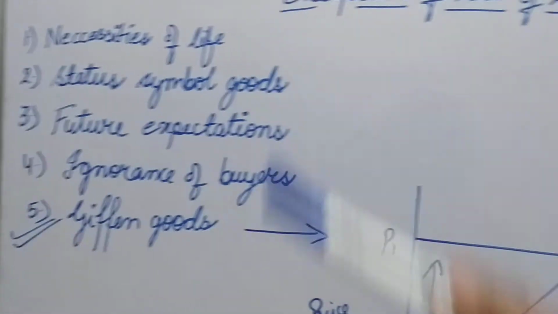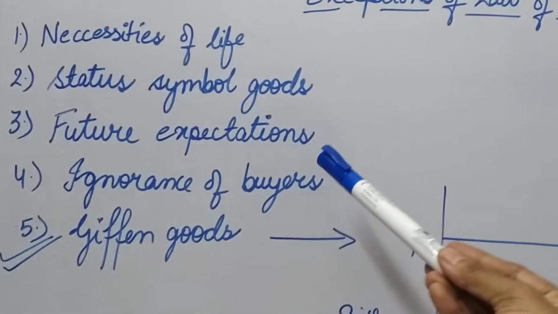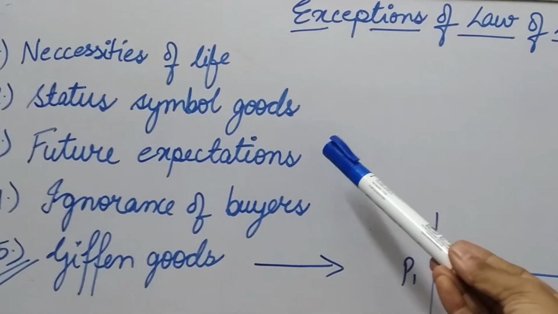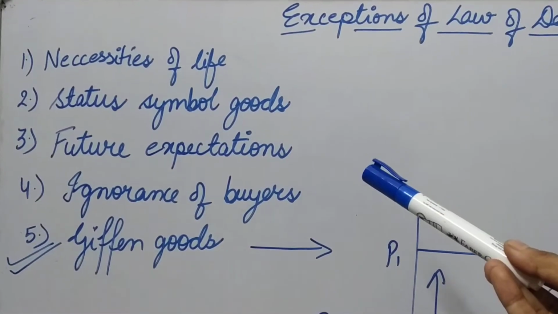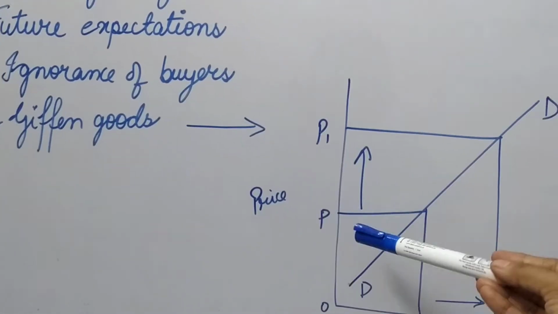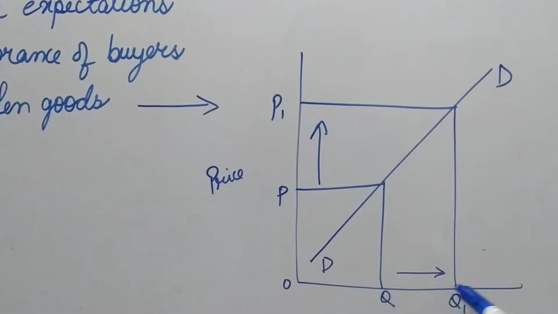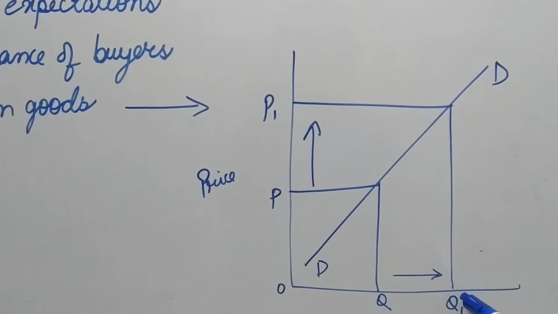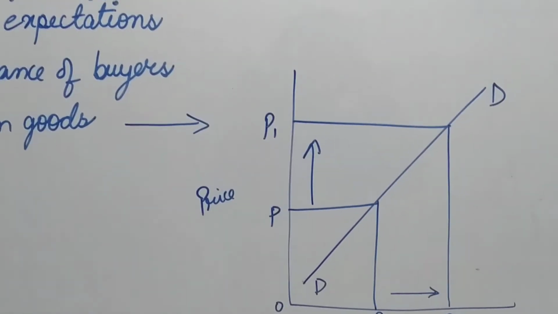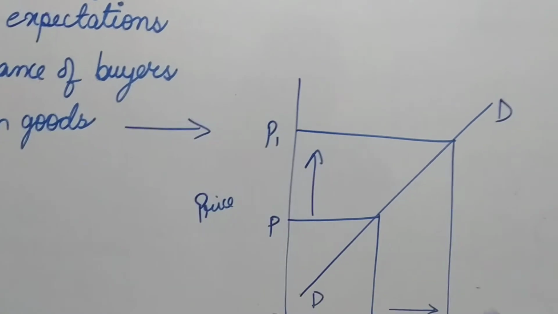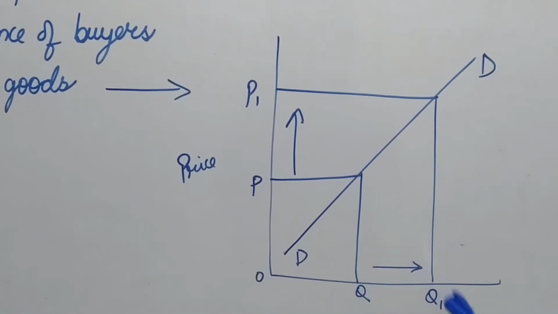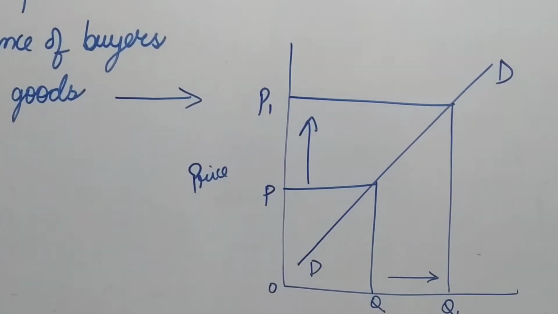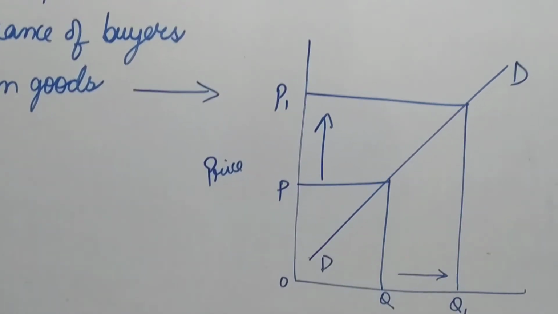Now the third one, future expectation. This point we have already discussed in the determinants of demand also. If you assume that in future the price will increase, then at present we will increase the quantity demanded, because in future we assume the price will be higher, so at present we will consume more. Similarly, if we feel that in future the price is going to go down, at present we will reduce the quantity demanded, because we will wait for the price to go down and then only purchase.